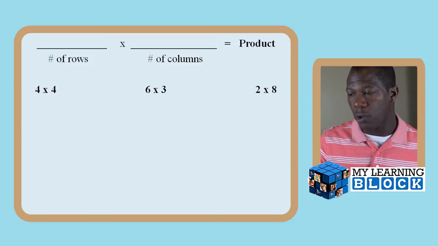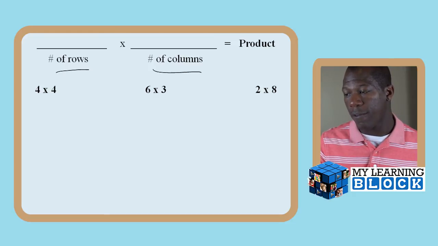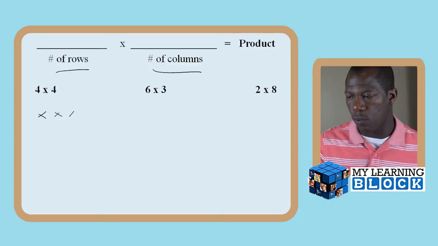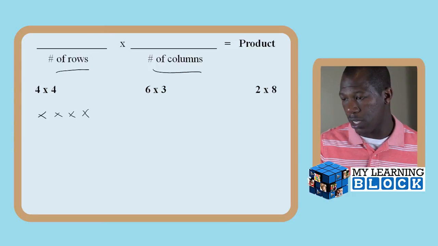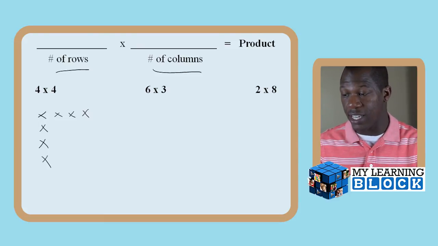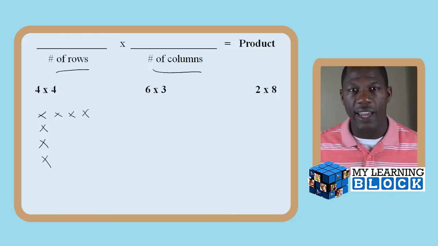All right, so I see 4 times 4. I know I have 4 rows and 4 columns. So I'm going to use X's here. So 4 times 4, 1, 2, 3, 4. Now I'm gonna try to switch colors to show you this misconception where I have my columns. I have 1, 2, 3. Well, I wasn't able to switch colors as you see, but you can see this process, right? I just counted the 3.